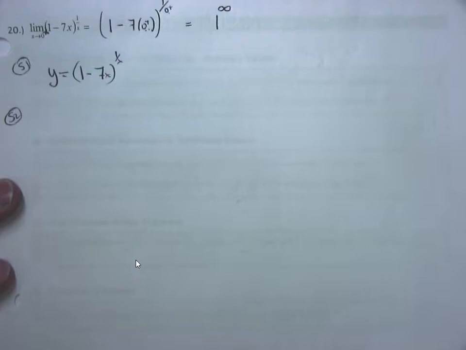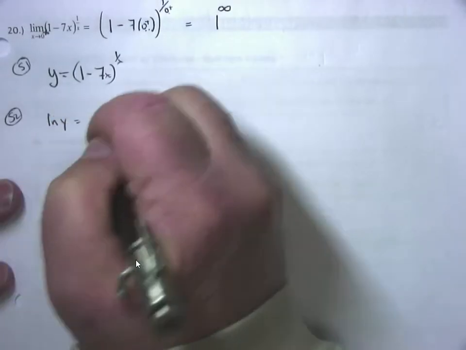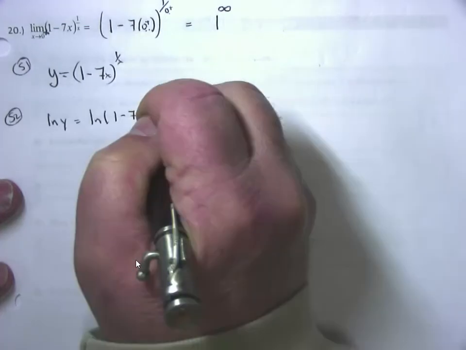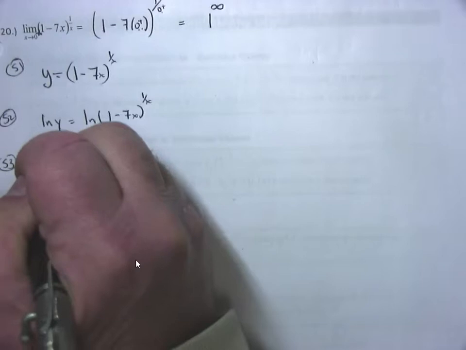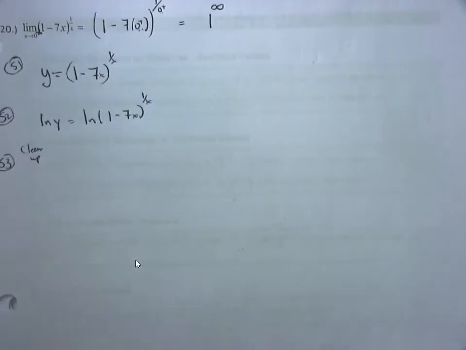Step 2. You've got variables in the base and the variable is the exponent. Can't handle that. So what are you going to have to do to be able to handle that? Natural log both sides. Natural log of y equals the natural log of 1 minus 7x raised to the 1 over x. Step number 3: clean up using log properties.